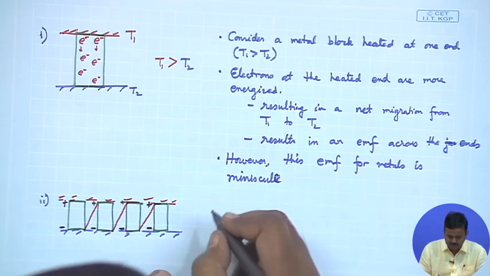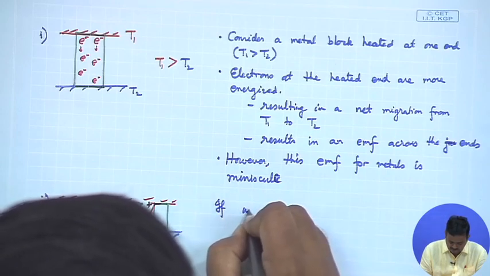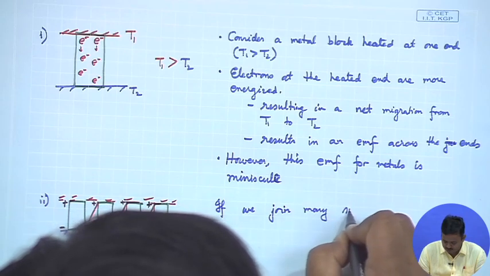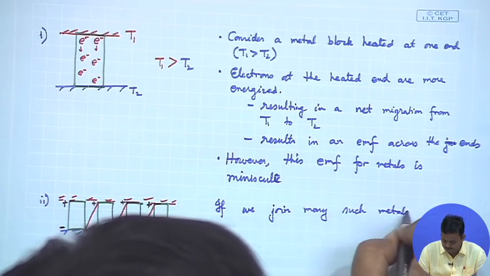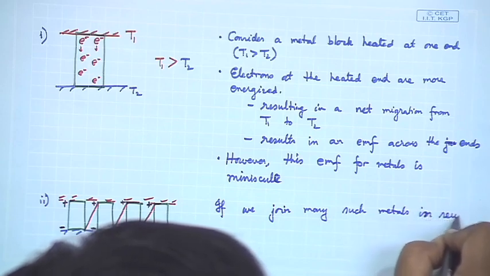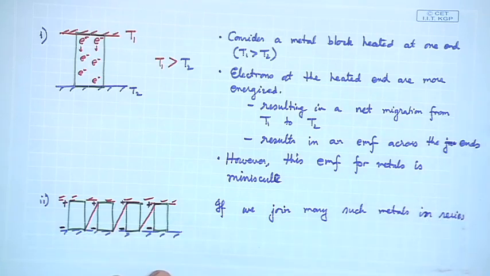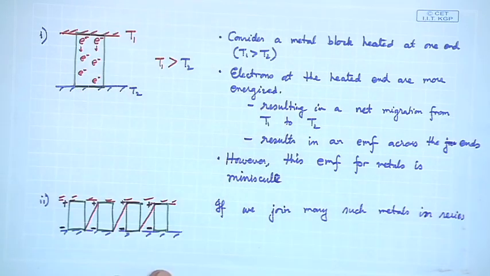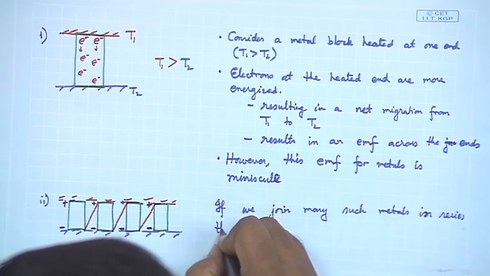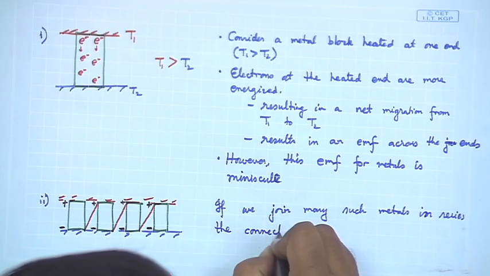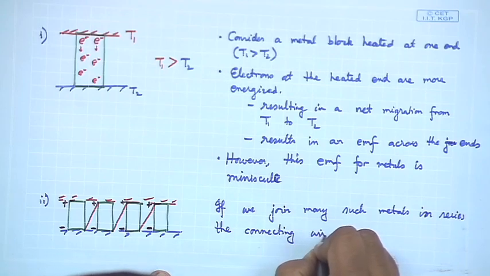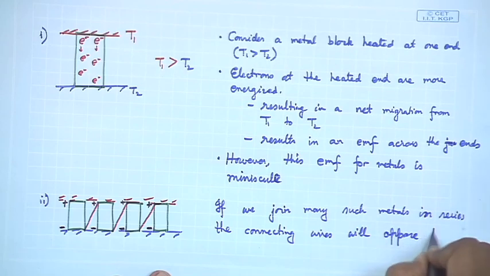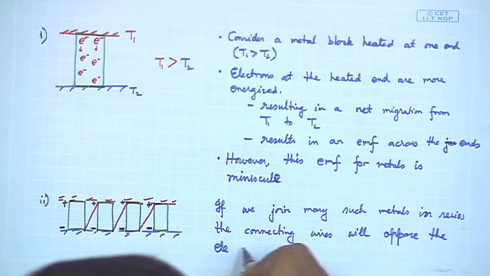So, let us write it down. If we join many such metal blocks in series, the one that we saw over here, then what will happen is, the problem is the connecting wires will oppose the electron movement.